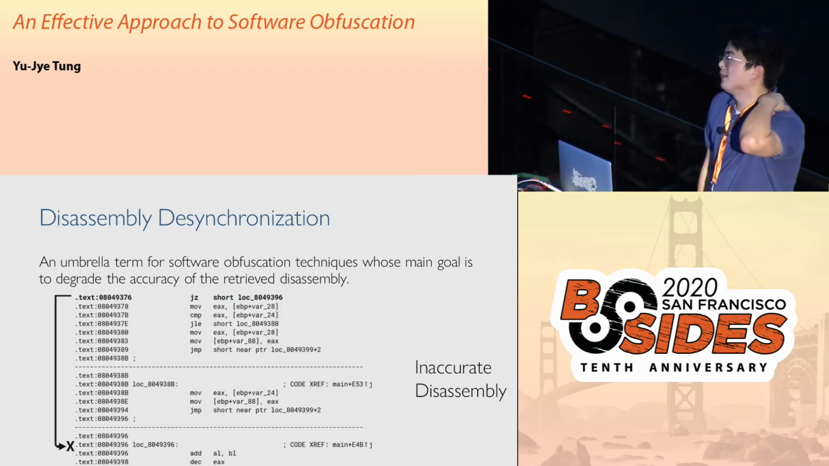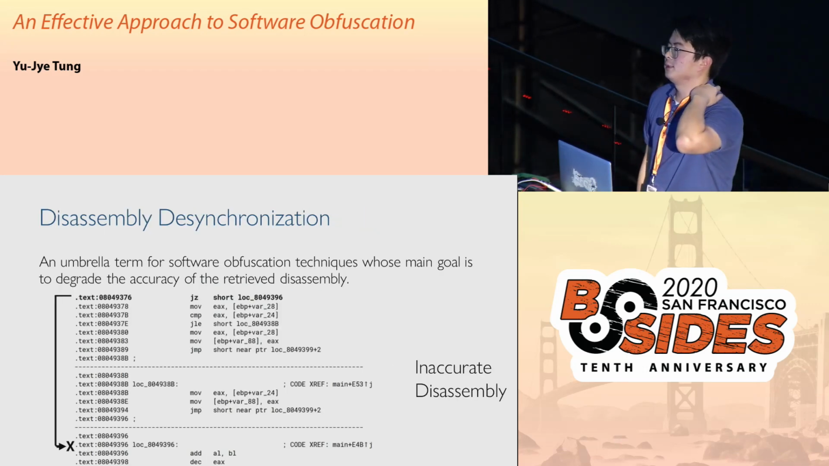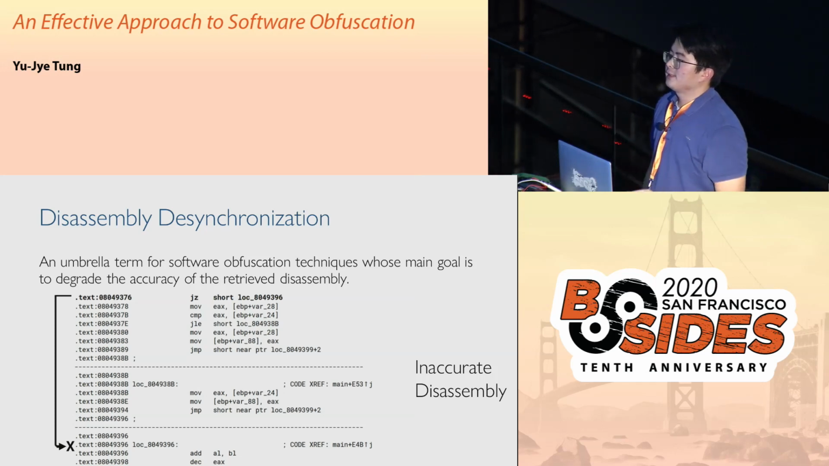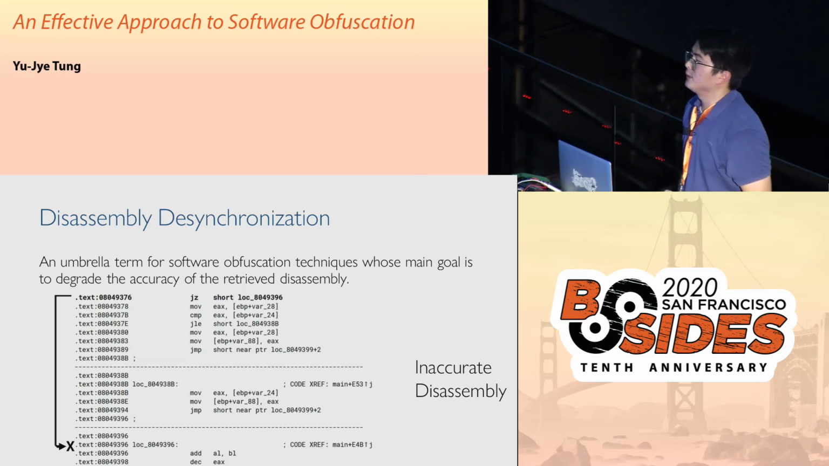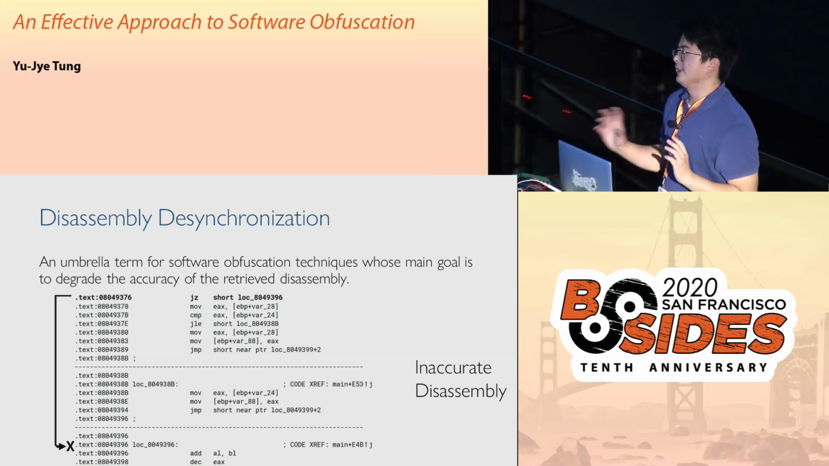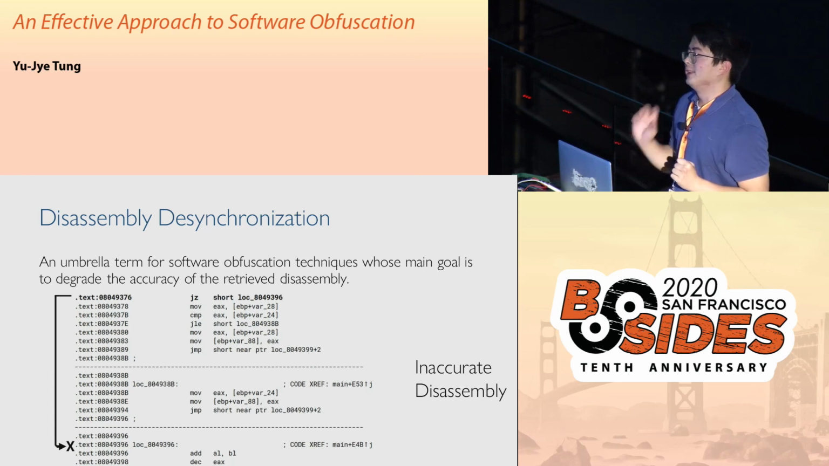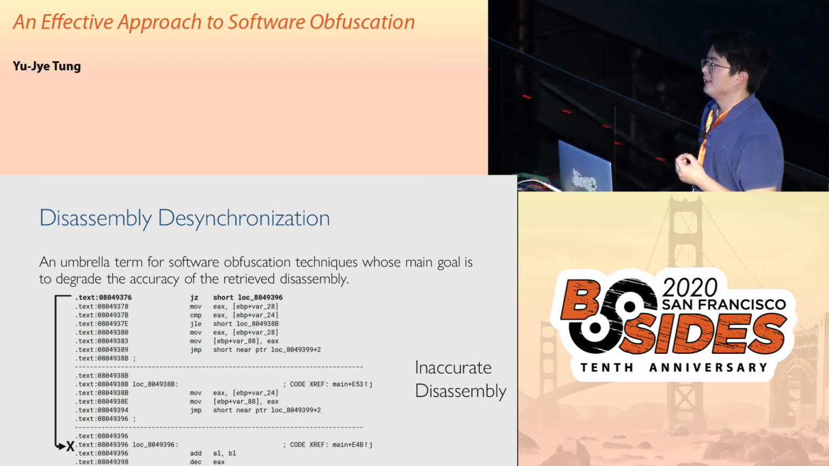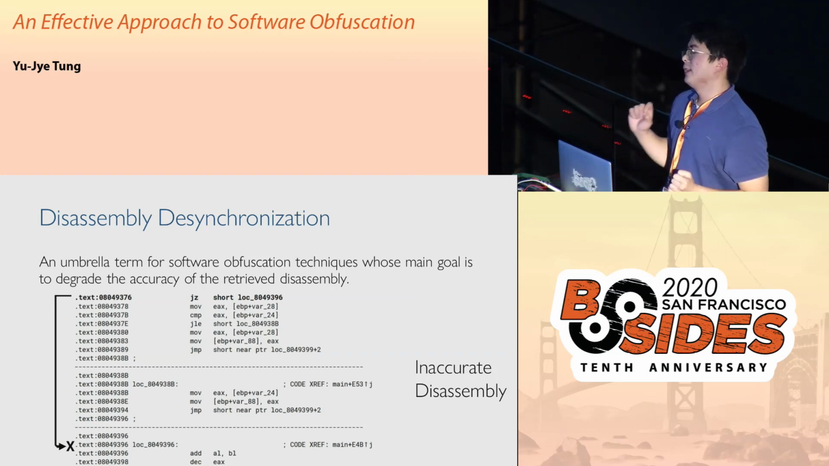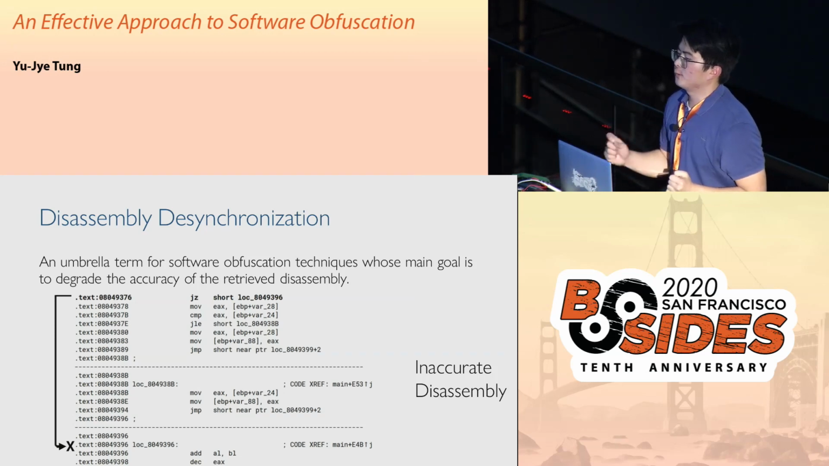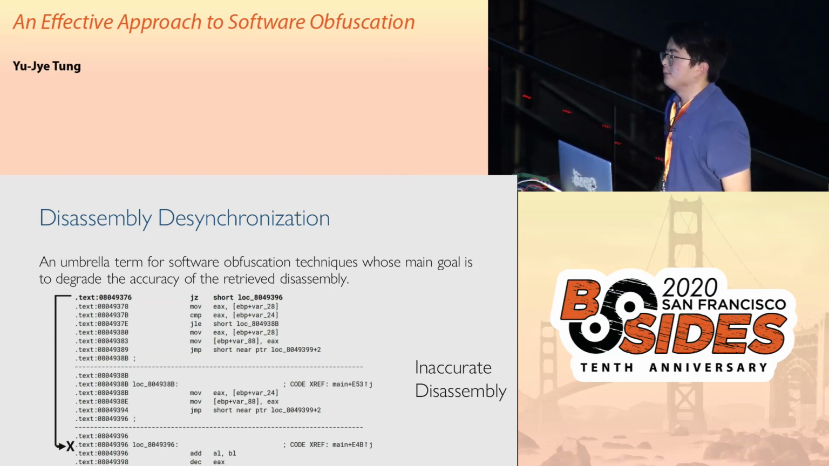So just a little background, opaque predicates belong to disassembly desynchronization. Disassembly desynchronization is basically an umbrella term for obfuscation techniques whose main goal is to degrade the accuracy of the retrieved disassembly. So what do I mean by an inaccurate disassembly? Well, an inaccurate disassembly is basically a disassembly that contains code that will never be executed during program runtime. And here's an example shown here.